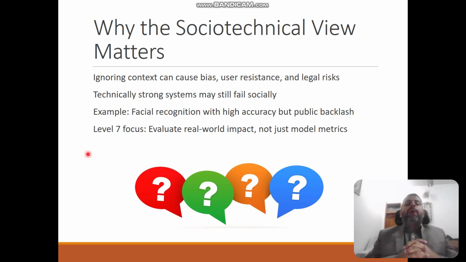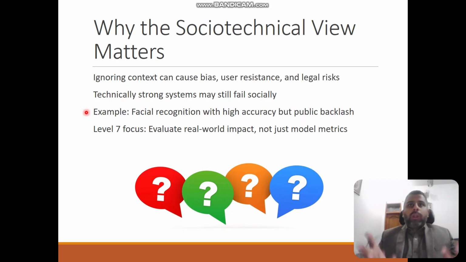Why does this social technical view matter? If you are ignoring context, it will cause bias, user resistance, and legal risk as well. If the system is technically strong, giving you 95, 98% accuracy, but fails to encompass social aspects, it will fail. For example, a facial recognition system which is giving almost 100% accuracy might still face public backlash, like in Muslim majority areas where normally the females don't show their faces. So if you are making a facial recognition system, it will face a public backlash there.